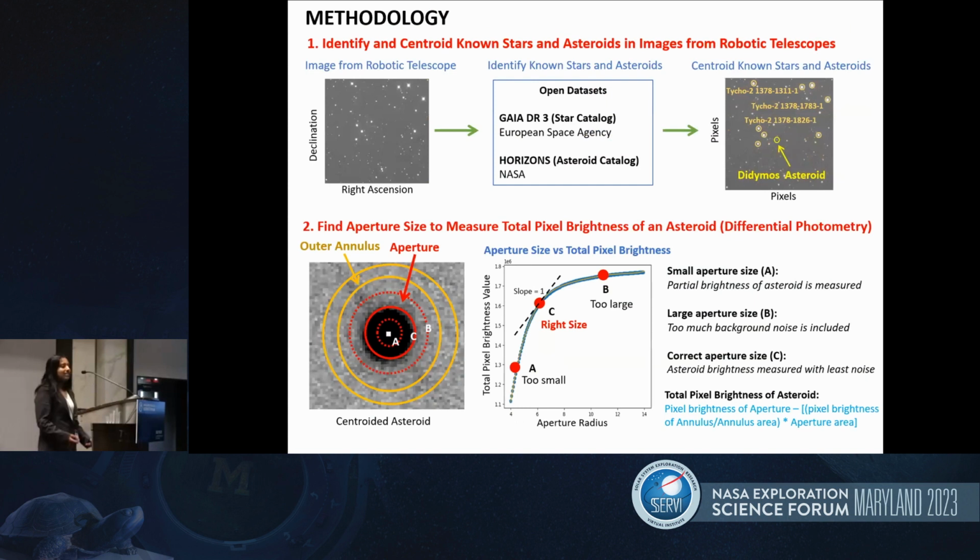How did I analyze these images? First, I found all known objects in my image. This included known stars and known asteroids. I then created my own algorithm to centroid them. The second part was actually measuring the brightness of the asteroid. To do this, I created apertures of different sizes, an inner aperture to measure the brightness of the asteroid, and an outer annulus to measure background noise. Finding the aperture size was very hard, and I used slope analysis to help me.